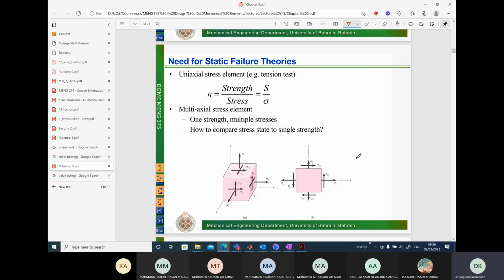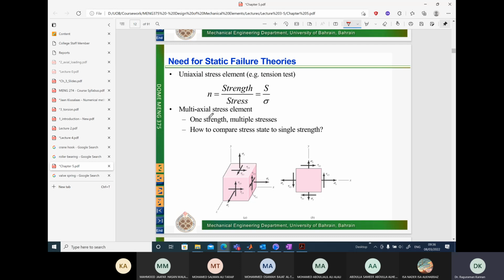Okay, so let's start with a simple 1D problem. In the case of a 1D problem, how would we go about a failure theory? The failure theory is very simple. We figure out what the strength of the material is and we check what the stress in the material is. The stress should be less than the strength of the material. And if that is the case, no failure.